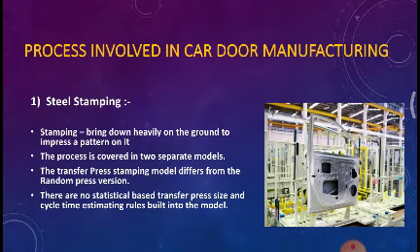Process involved in car door manufacturing. Step first, steel stamping. Stamping brings down a die heavily on the ground to impress a pattern on it. The process is covered in two separate molds. The transfer press stamping model differs from the random press version. There are no statistical based transfer press size and cycle time estimating rules built into the model.